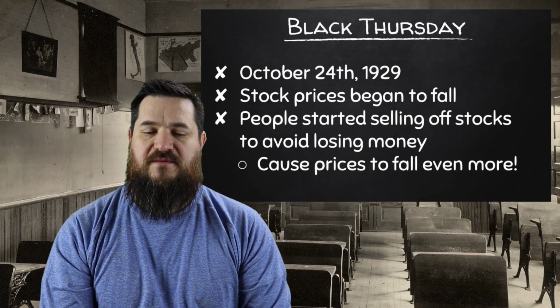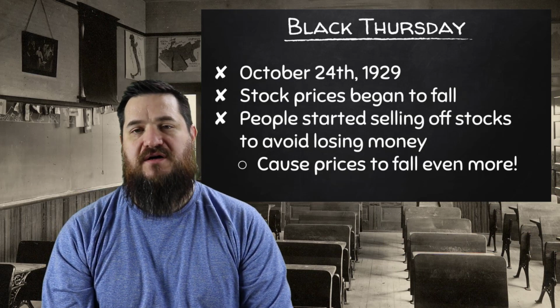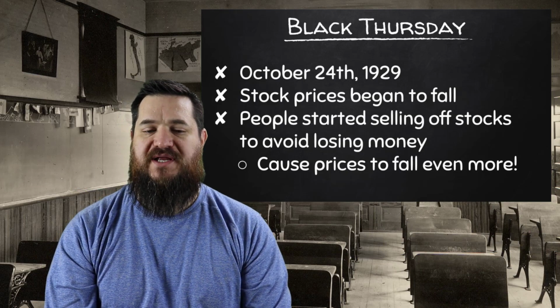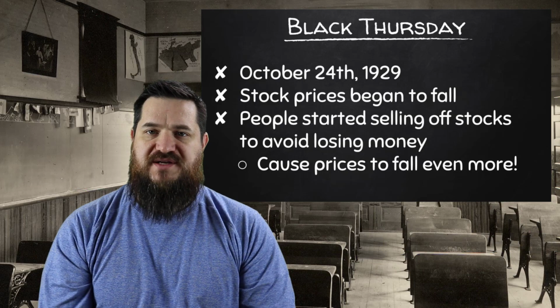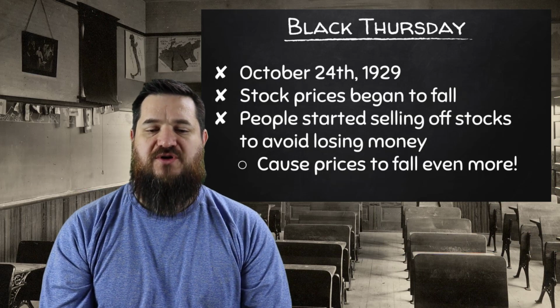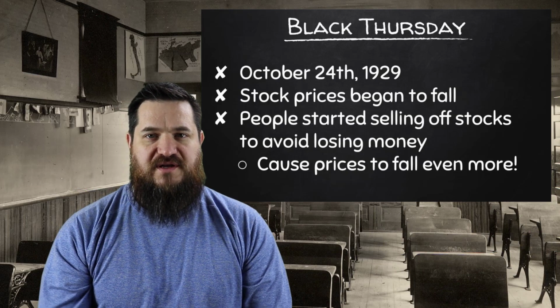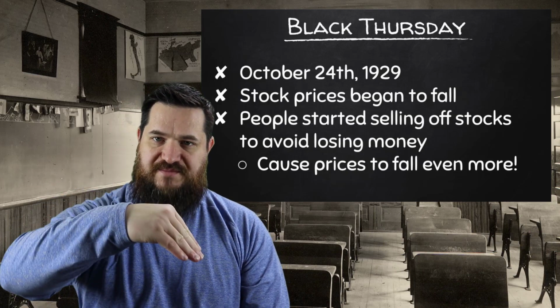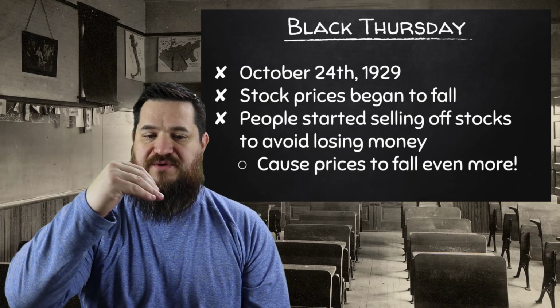Cause number three was falling stock prices. This really comes to a head on a day that's known as Black Thursday. It's October 24th, 1929. What starts to happen is stock prices in general across the board start to dip a little bit. That's just the nature of the stock market. Sometimes stocks go up, sometimes stocks go down. And on that particular day, it happened to be a down day.